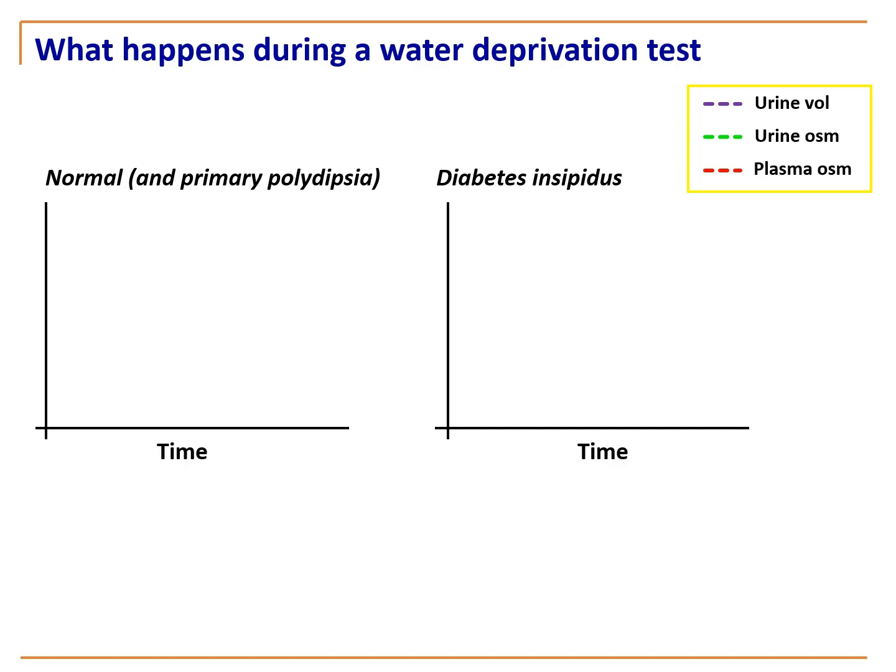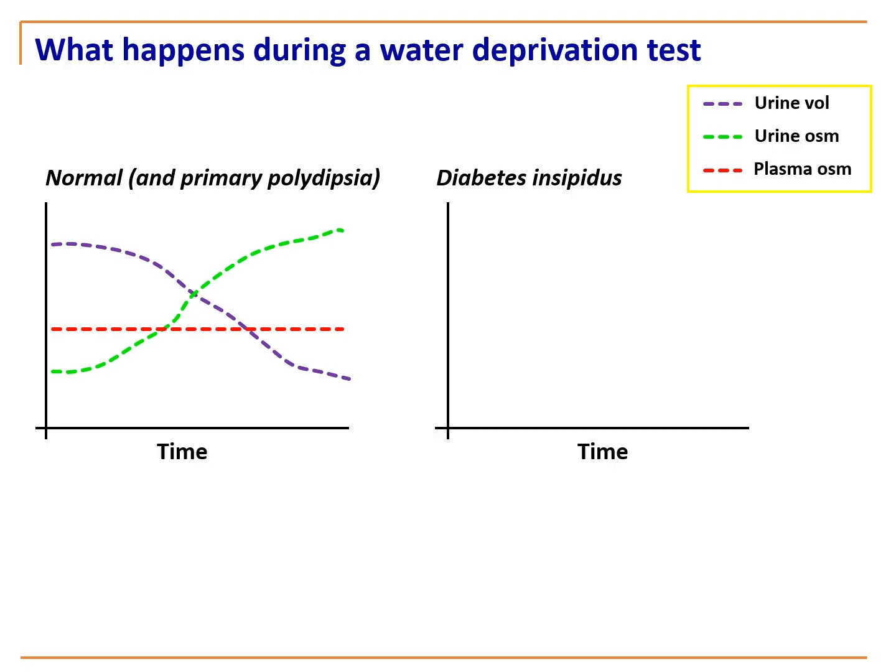You can also see right in the top right, urine volume is going to be purple, urine osmolarity is going to be green, and plasma osmolarity is going to be red. So what happens under normal circumstances if you deprive someone of water? Well, obviously, you deprive them of water, so their urine volume goes down. They're trying to retain water. They're producing ADH, so urine volume drops. Their urine osmolarity goes up because there's less water in the urine, so it becomes more concentrated. But the plasma osmolarity should stay fairly stable, okay?